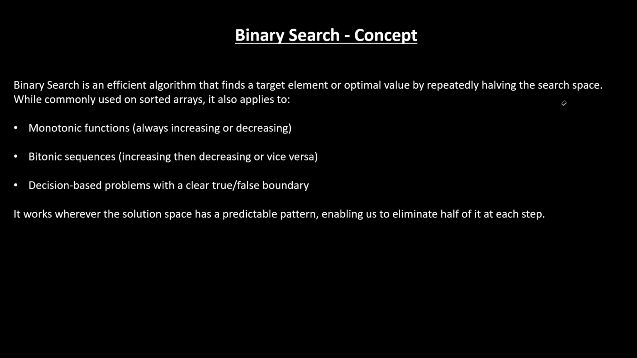Before going to the further slides, let's understand what is binary search, or the concept of binary search. A binary search is an efficient algorithm that finds a target element or optimal value by repeatedly halving the search space. While commonly used on sorted arrays, it also applies to monotonic functions. Monotonic functions basically means, I will explain that.